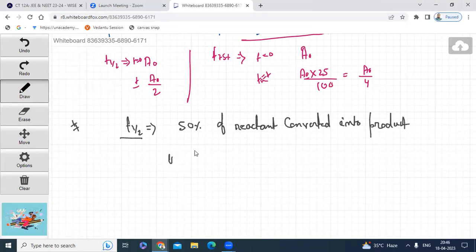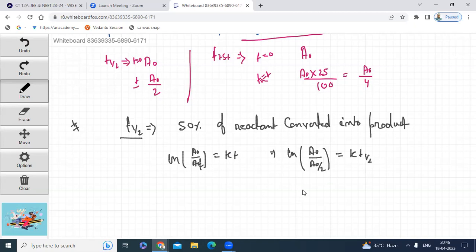So if I calculate ln, suppose this is the A naught value. What is the At value? At value means the final concentration, which is half of the initial concentration. This is the K value, and this is T half. So you will get the formula that we already studied in the zero order chemical reaction: T half value will be equal to ln 2 by K. This is the formula for the T half value of the first order reaction.